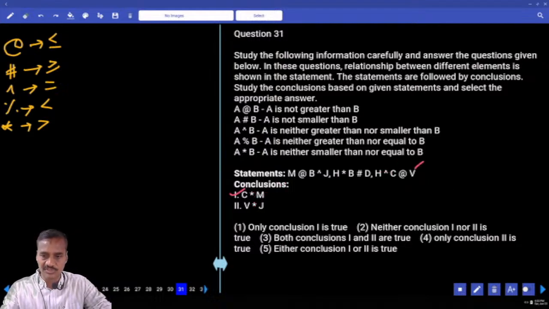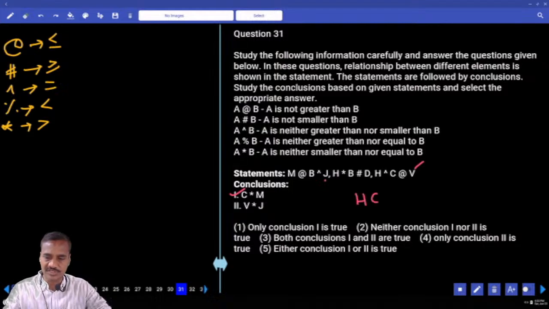Where is V, where is J? Which element is common? H is common. Now first we need to move from H. H equals to C, and C at the rate of means C lesser than or equals to V.